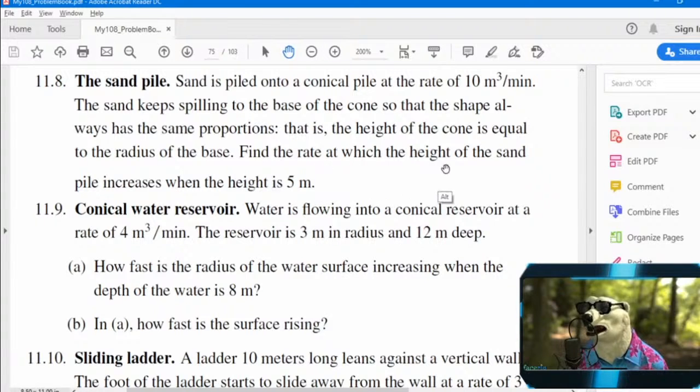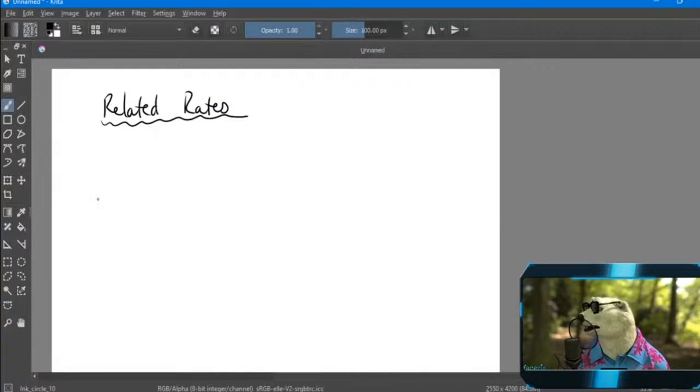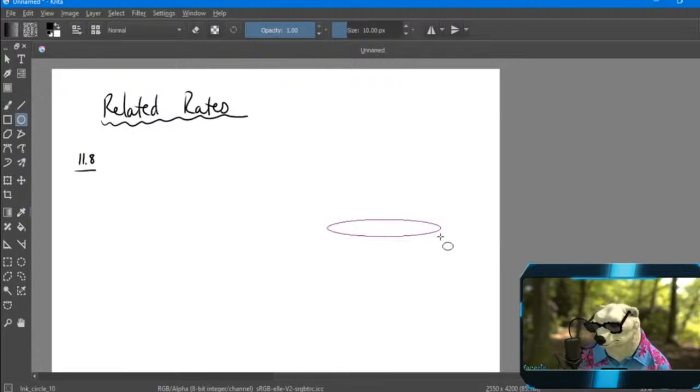Find the rate at which the height of the sand pile, the cone, increases when the height is 5 meters. So let's number this 11.8. I want to picture a cone. So let's get a little flat circle for the base, and then the cone goes straight up to the center.